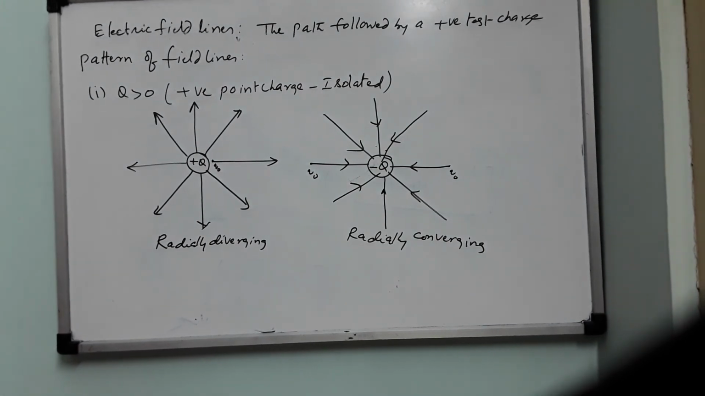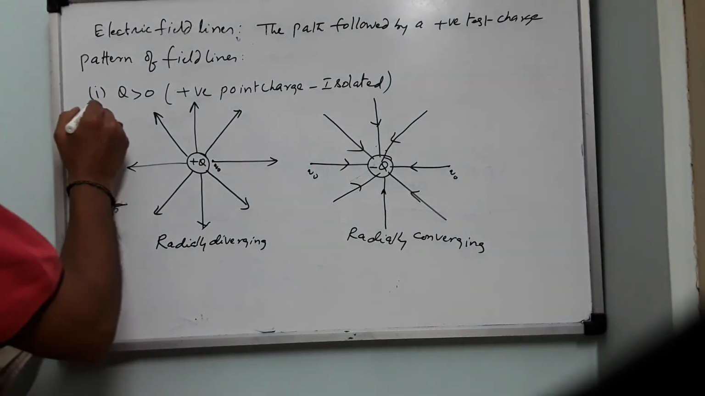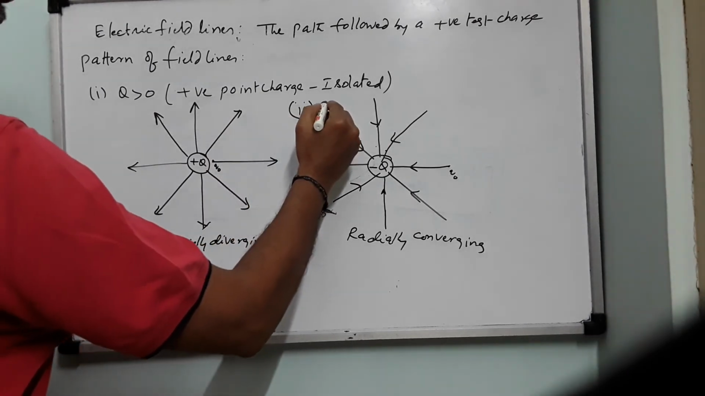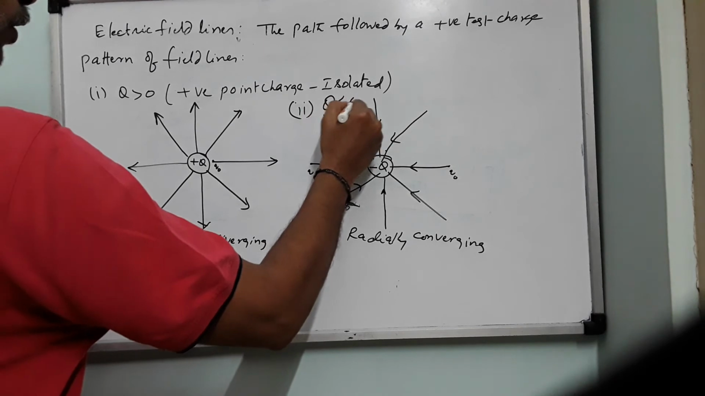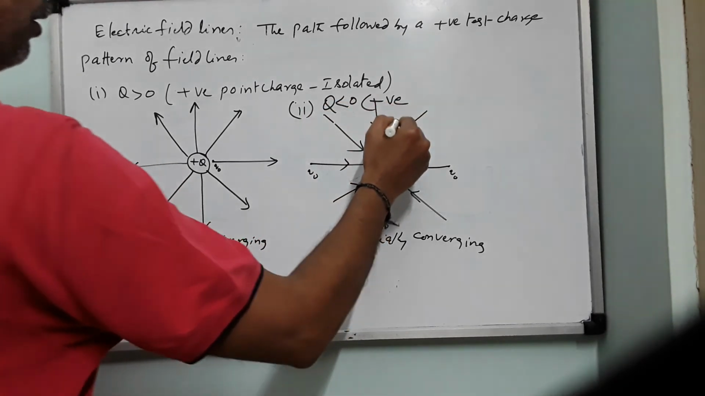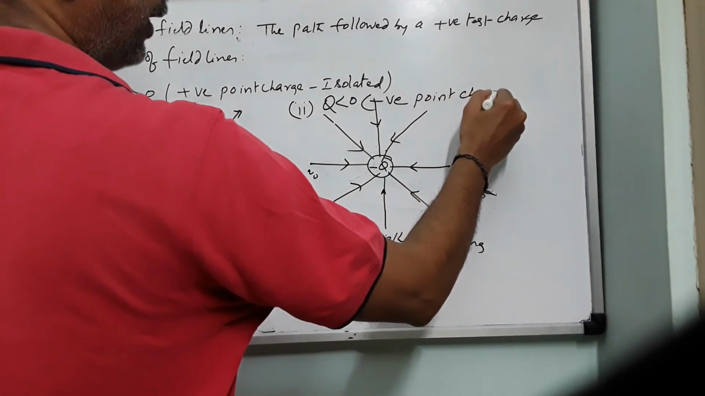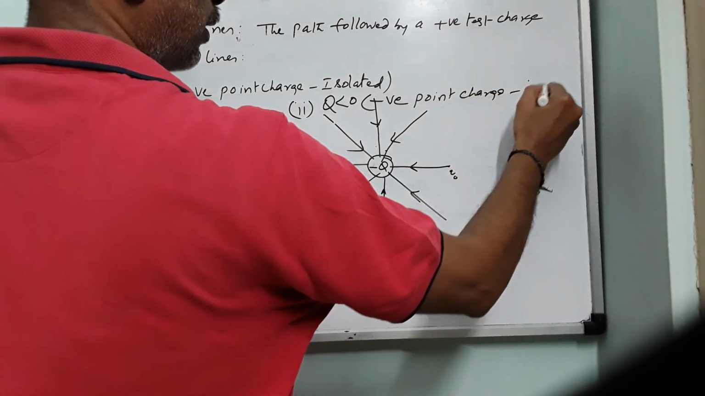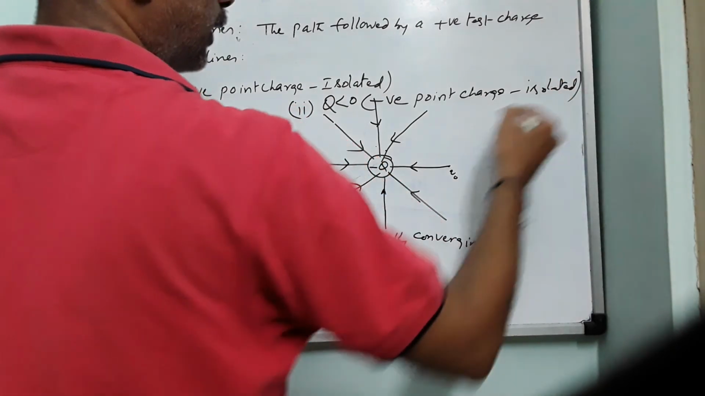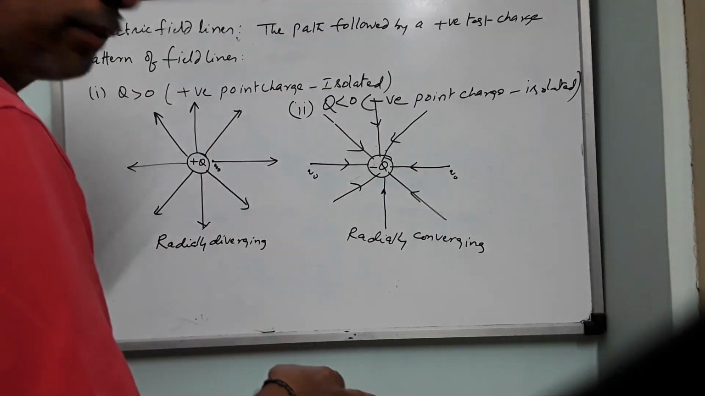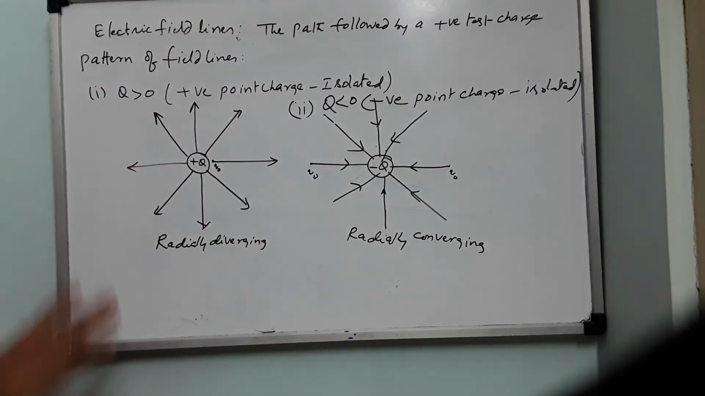Okay, right. This is the first pattern. This is called the second pattern, and it is drawn for Q less than 0. This is a negative point charge which is isolated. No other charge is existing. That is the reason why they start from infinity and end at infinity. This is possible only with isolation. Right. So, two patterns we have completed. We will see the third pattern.